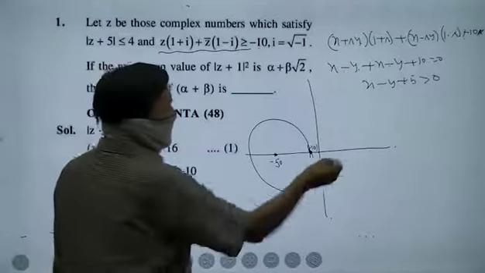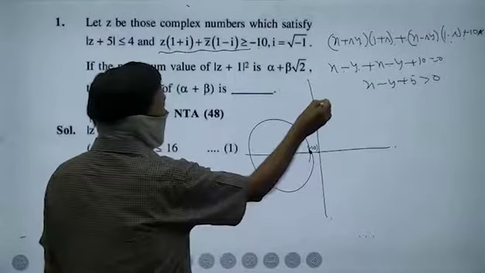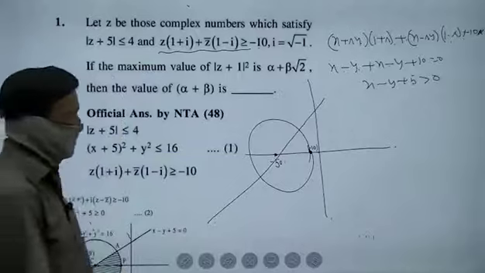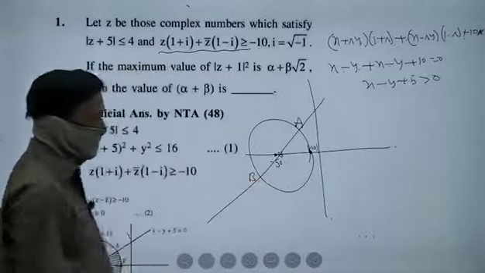Now what about that line? That line will have positive slope. The line will be extended and passes through this point. It cuts at what? A and B. It's at A and B. Right.